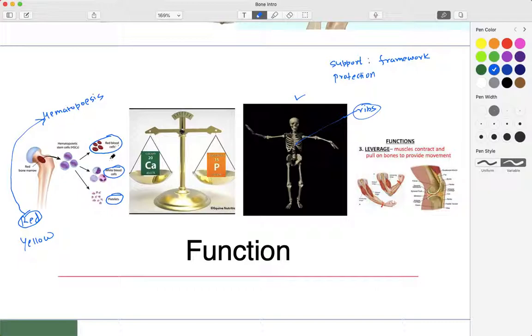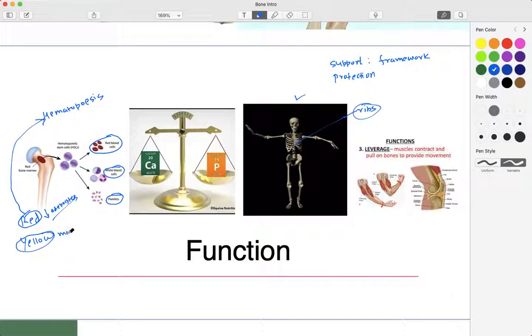And red marrow has a low number of adipocytes. What does that mean? That means they do not have that much of a role in energy, right? But yellow bone marrow, right?